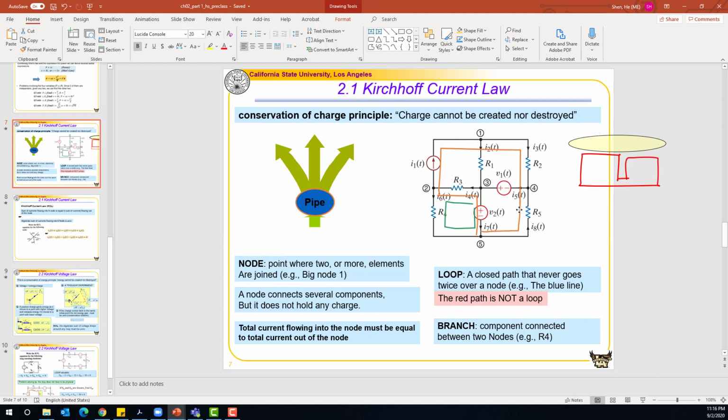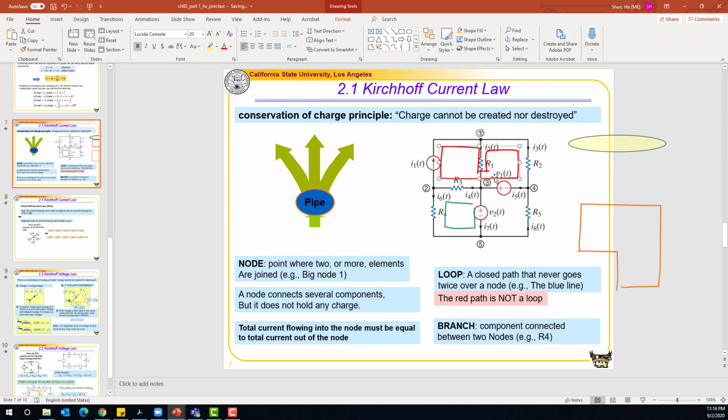Here's another example. This will be another loop. This is a closed path. Started from here, and then come back here. And it only goes through each element once. It goes through R5, R2, then further this is I1, the current source, then resistor R3, then voltage source V2, then come back. This is a closed path, and it's called a loop.